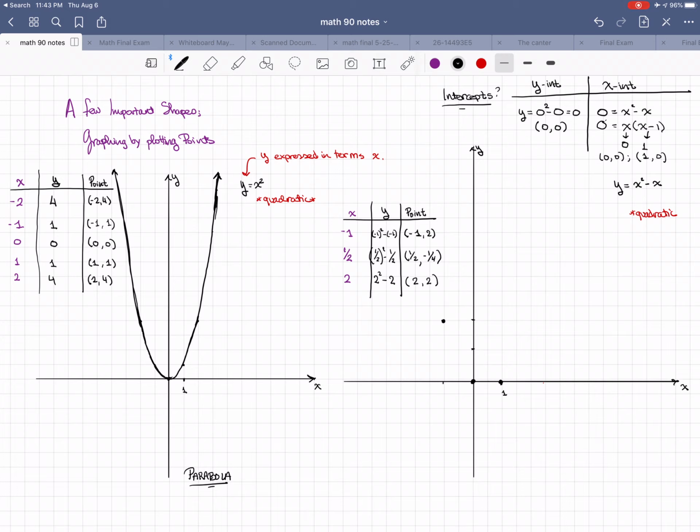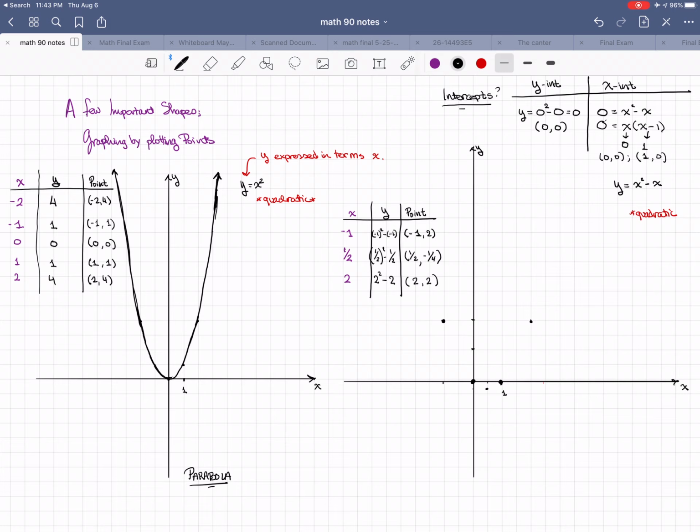Now this is curious, right? This is a real foray into the land of scale. So 1/2 is halfway between 0 and 1. Now you see why I use 2 squares for 1, right? Because now I have a nice neat measure for 1/2. And then -1/4. Don't forget, 1/4 is half of a half. So -1/4 is halfway down. And then 2 is back up to 2. So there is our shape.